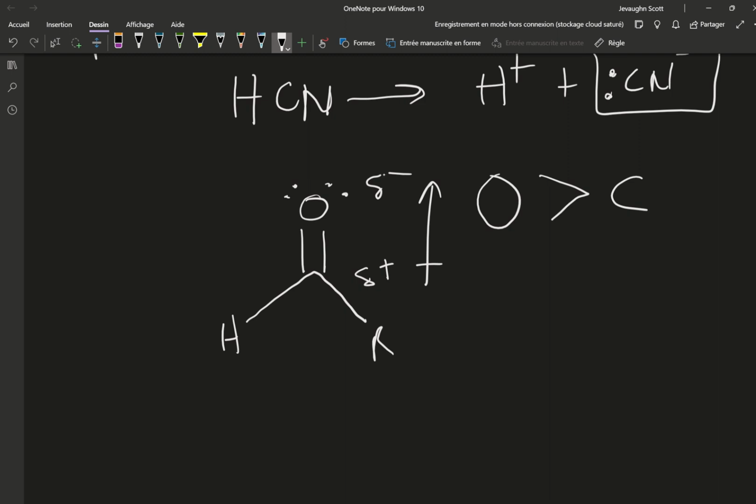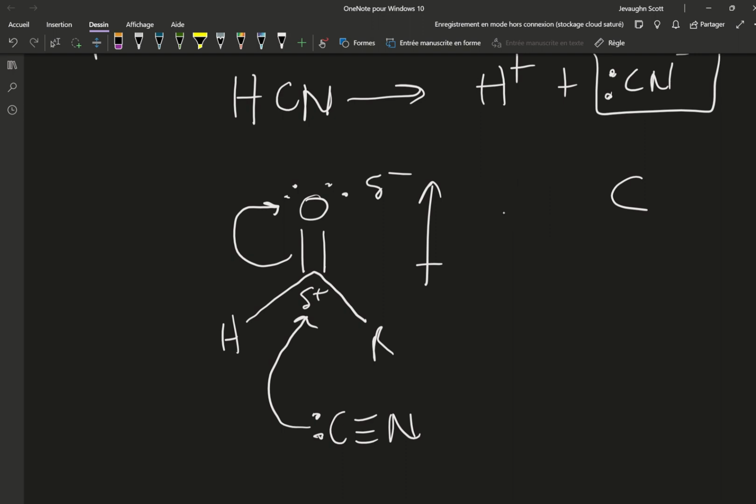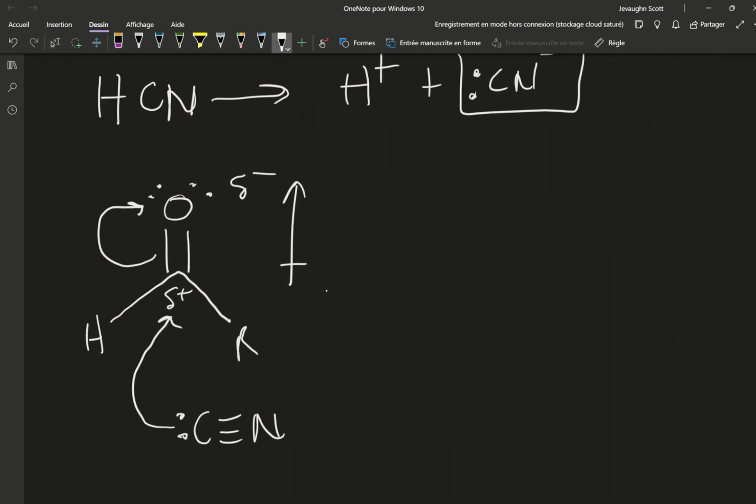Now this will create a slightly positive region in which nucleophiles will attack, because nucleophiles are attracted to positive charge. So on the slightly positive carbon, we're going to have nucleophilic attack. We're going to have this cyanide ion attacking, and this will in turn push electrons from the double bond and send them onto oxygen. So what will happen here now? We're going to break the double bond in order to add in the cyanide in this nucleophilic attack. What is the result of this?